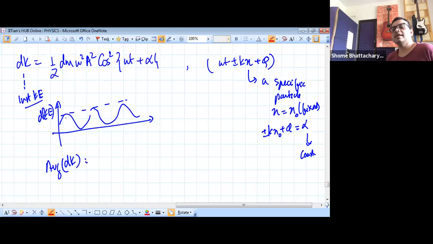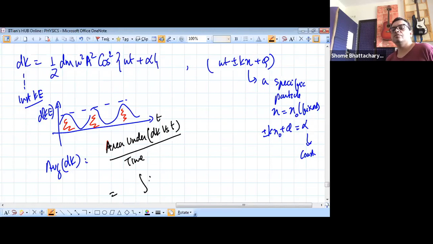how do we calculate average in calculus? By calculating the area and then dividing by time, because this is the kinetic energy versus time graph. So this is the area under the kinetic energy versus time graph divided by the time. That's how we calculate the average. So that will become integration of this thing over time, divided by time.